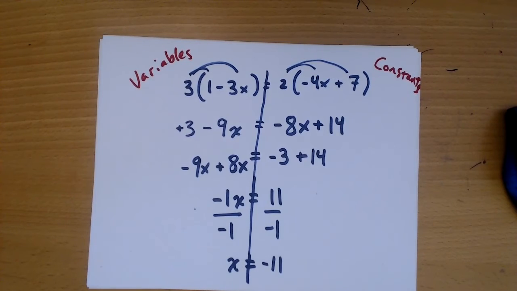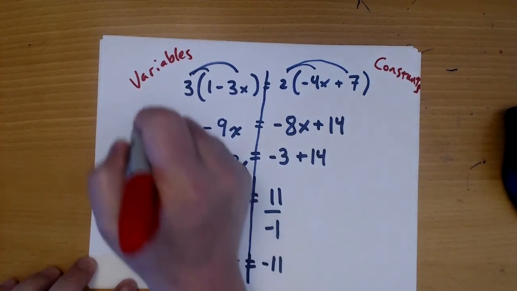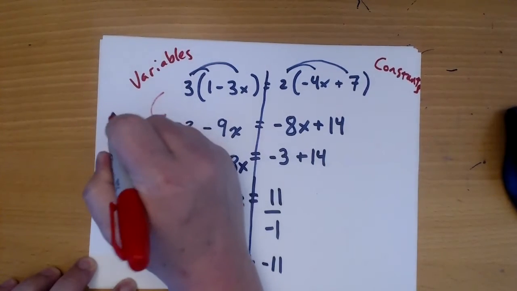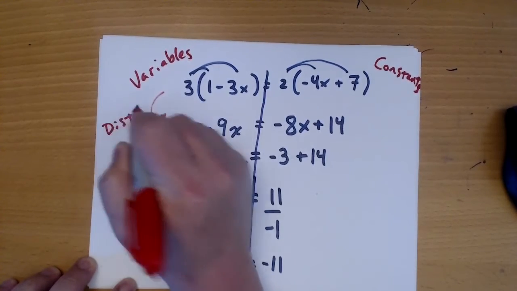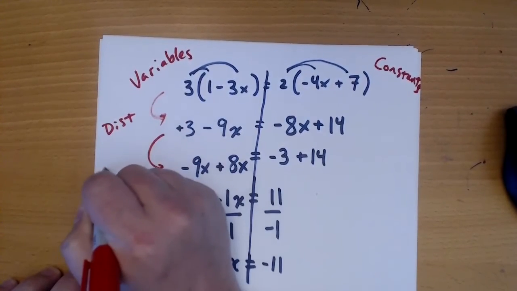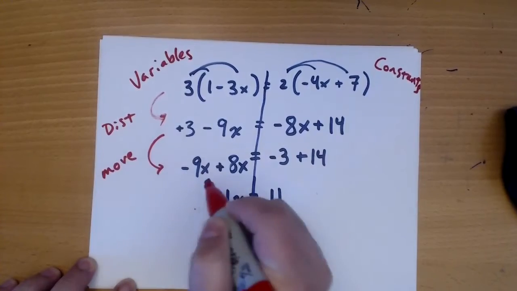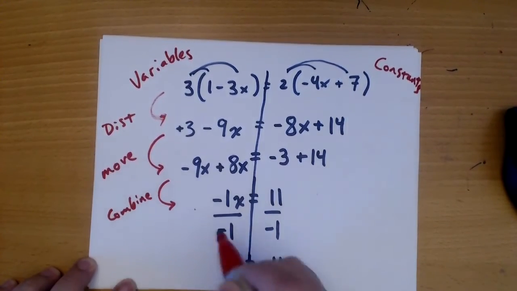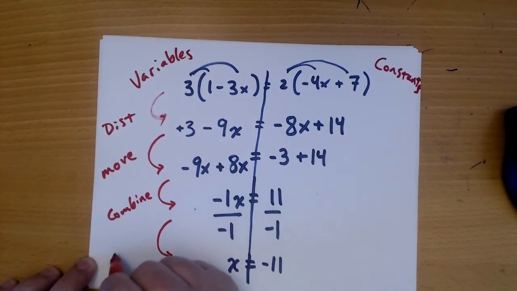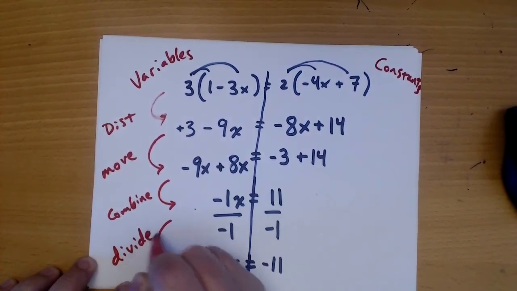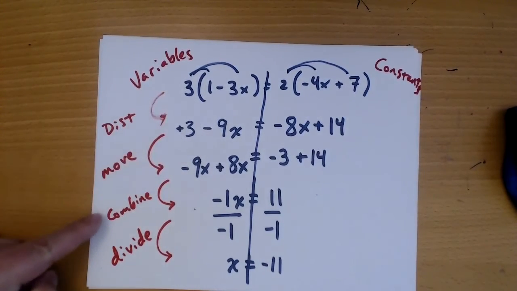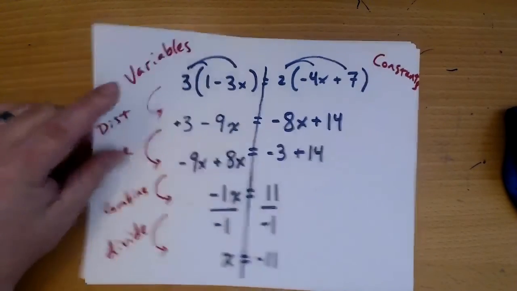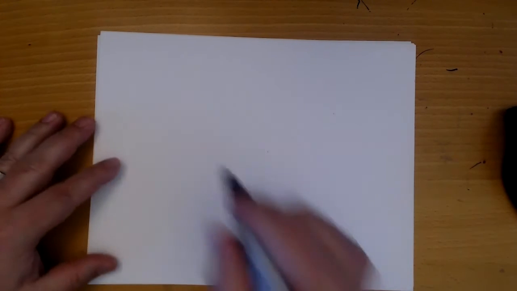And that's it. So the steps is you distribute, you move, you combine, and then you divide. Distribute, move, combine, divide. All right. Last one for these.